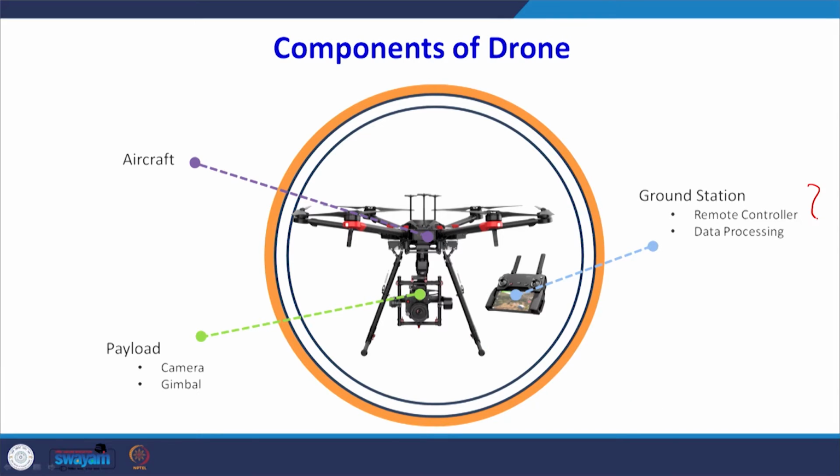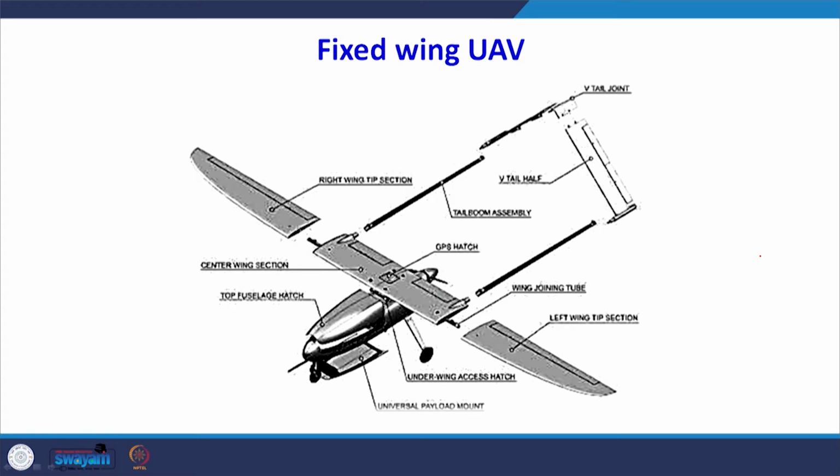Now, there are three broad components. The aircraft system is there, the payloads are there which are mounted on the aircraft system, and the ground station where we have the remote control. We are controlling the movement of the drone as well as processing the data. Real-time data processing is done at the ground receiving station. So, these are the three broad components of a drone.